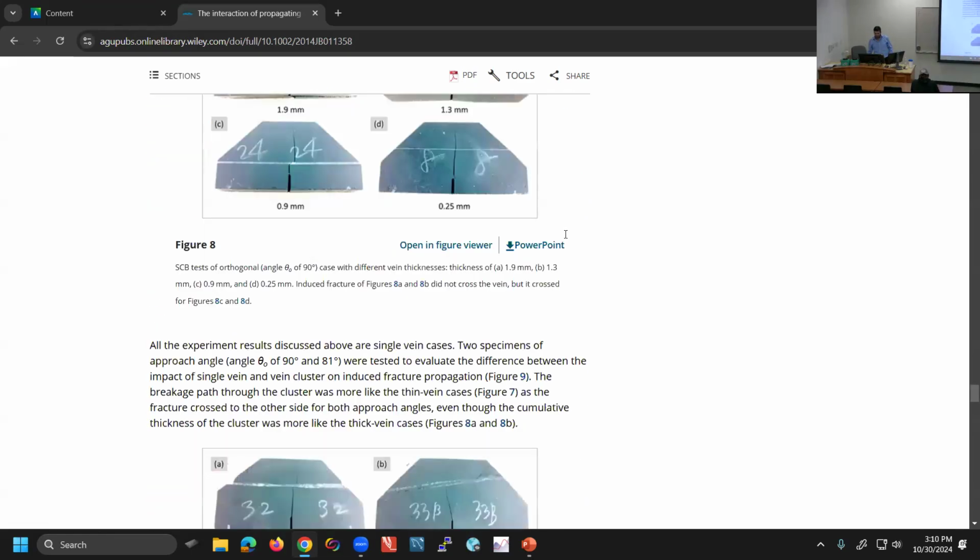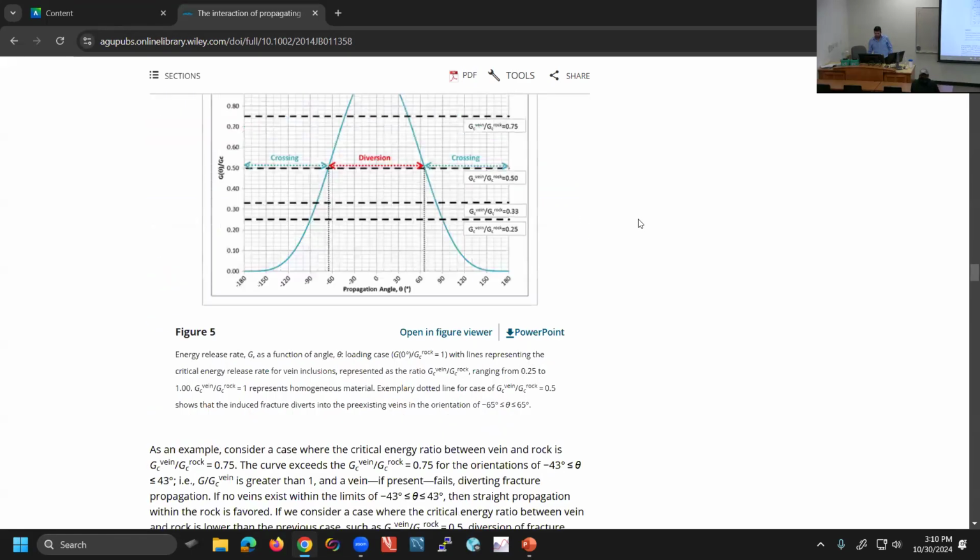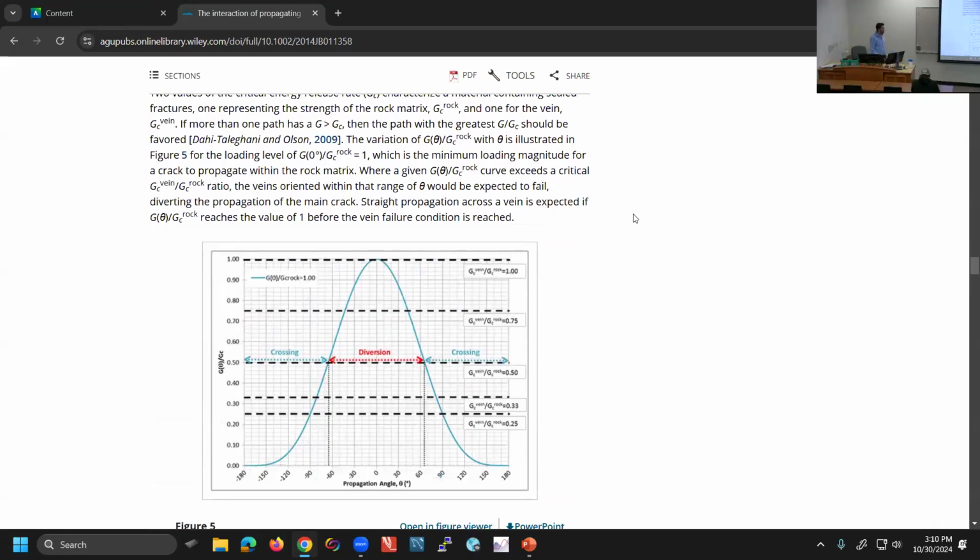He made some nice plots with energy released. How does it help you understand and predict the behavior of the hydraulic fracture when it encounters the natural fracture? And also the angle at which it encounters it is very important.